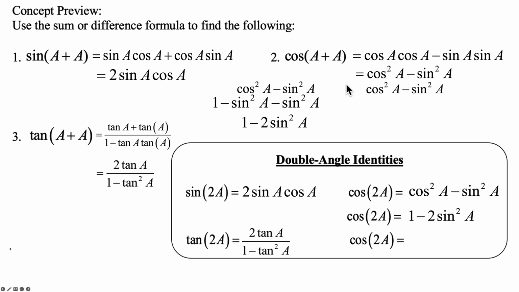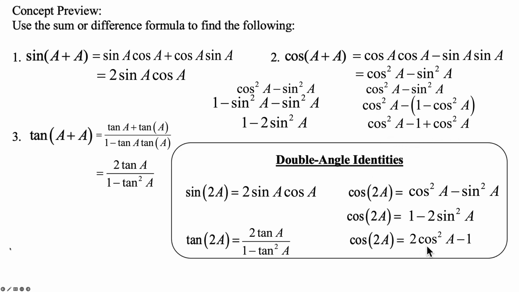So that's another one of our double angle identities for cosine. And we can also do the same by substituting out sine squared A as 1 minus cosine squared A. But here, got to be careful. We have to distribute that minus sign. So that will give us a minus 1 plus cosine squared A. And adding those two cosine squared A's gives us 2 cosine squared A minus 1. And there is our third identity.